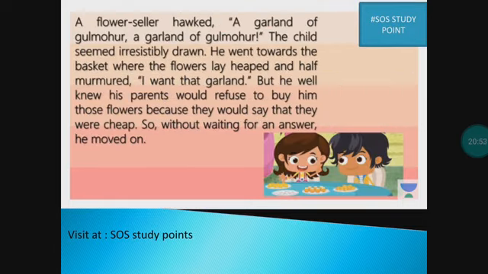Now a flower seller hugged a garland of gulmohar. The child seemed irresistibly drawn. He went towards the basket, where the flowers lay heaped, and half murmured, "I want that garland." But he well knew his parents would refuse to buy him those flowers because they would say that they were cheap. So this little child had an idea because he very well knew that his parents would not buy these things for him. So without waiting for an answer, he moved on.